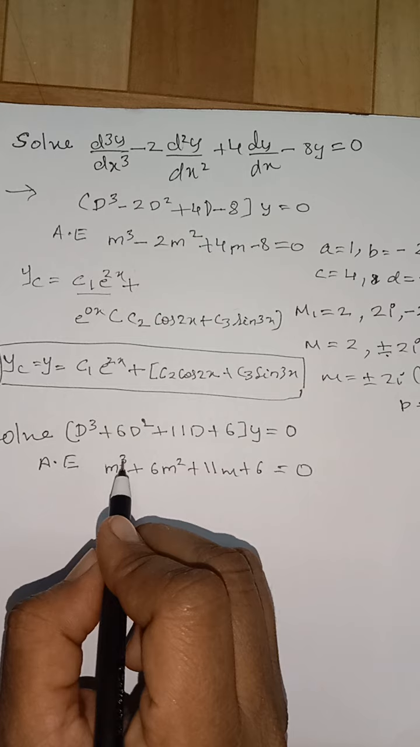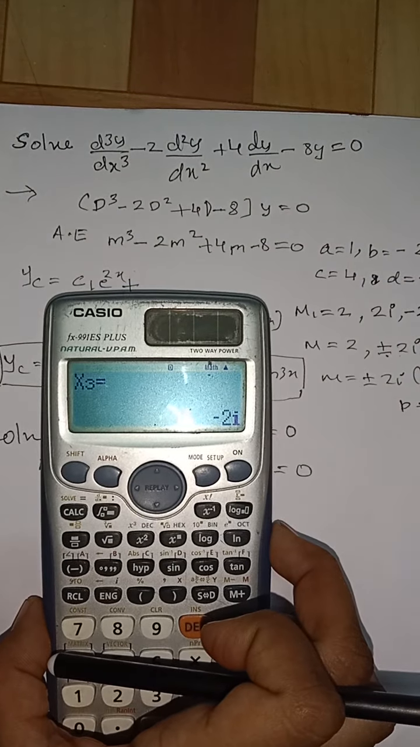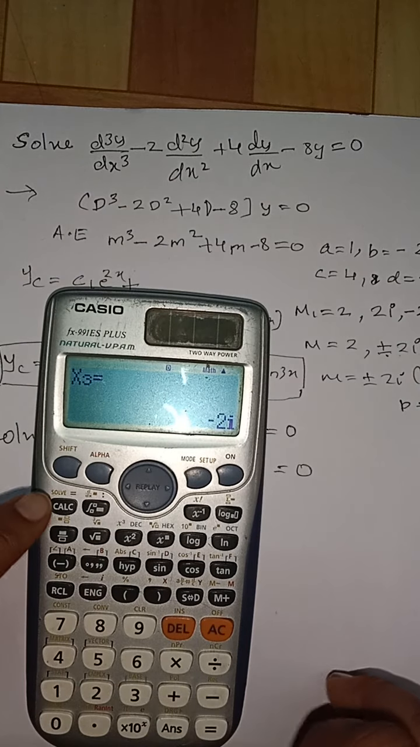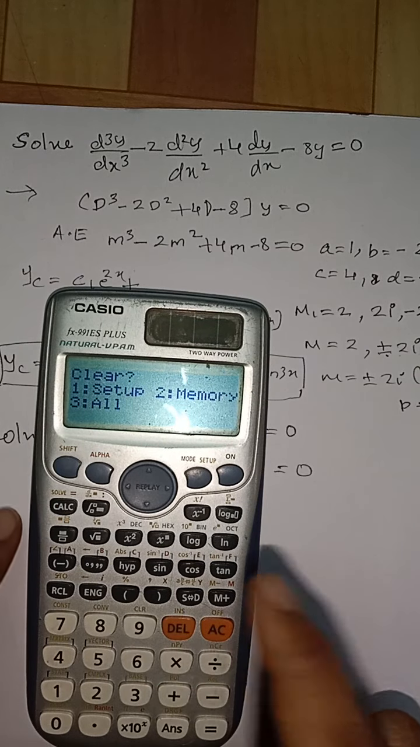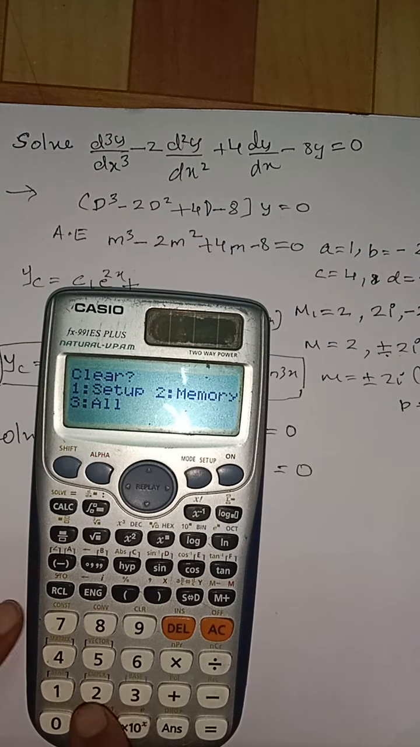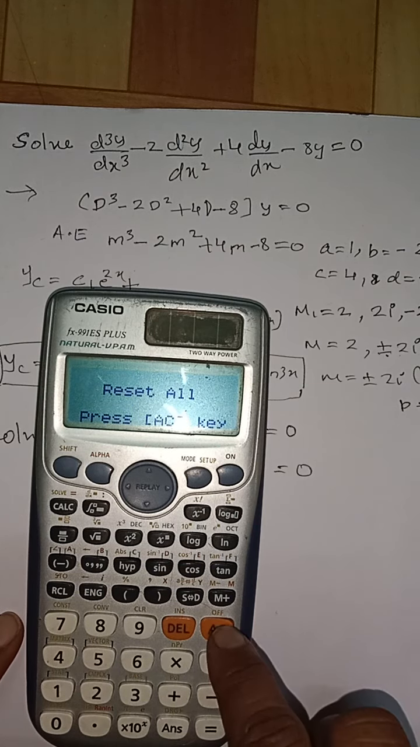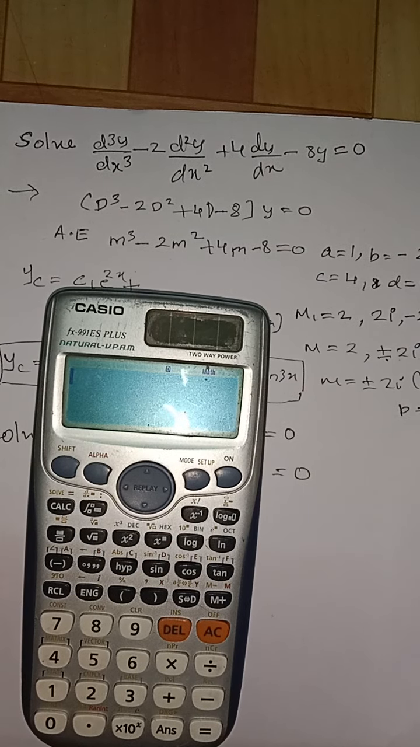So it's a cubic equation. So directly again use the calci and find the value. So first clear this. So say shift 9. So it will ask you to clear. Say all 3, then say equals to. So now press AC. Your calci is set into the original mode.